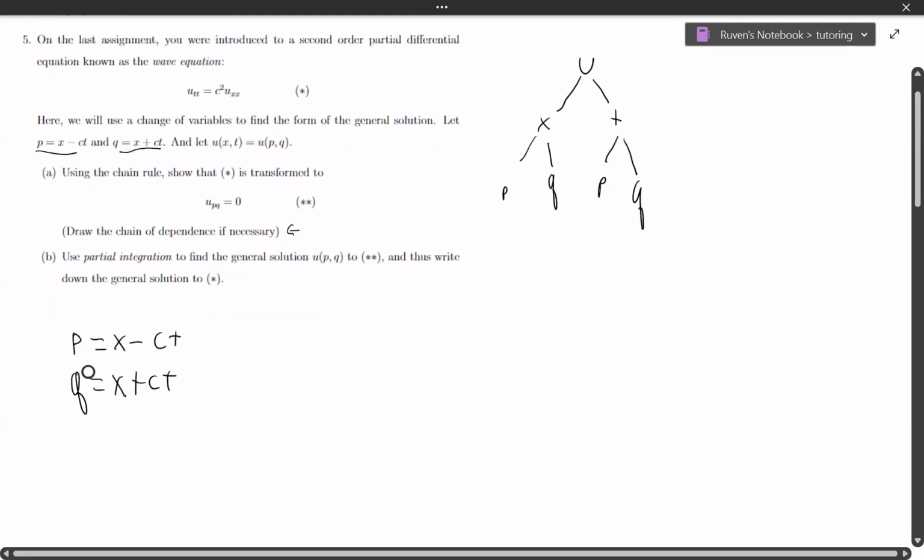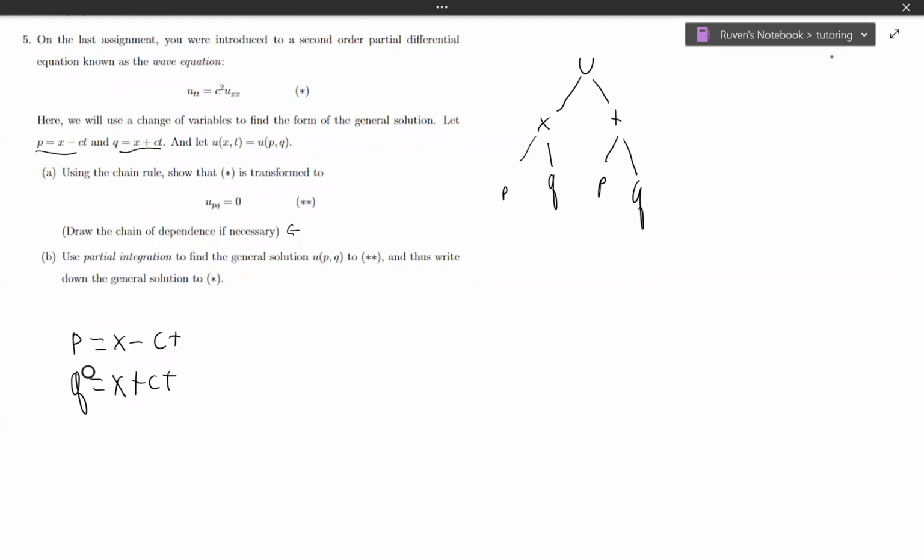So now, the first thing I want to find out is what x is. So I'm going to say that ct is equal to x minus p. Then q is equal to x plus x minus p. q plus p is equal to 2x. x is equal to 1/2 of q plus p.